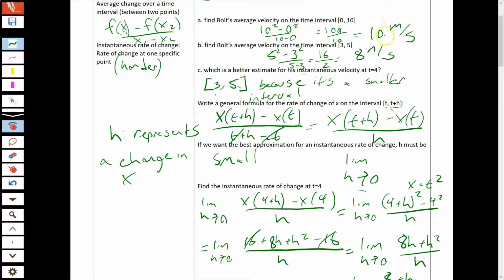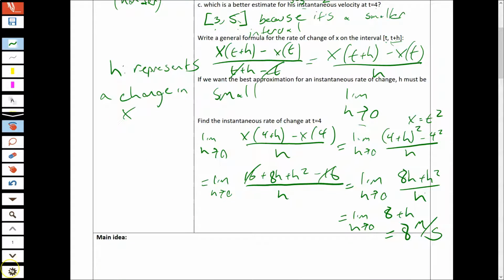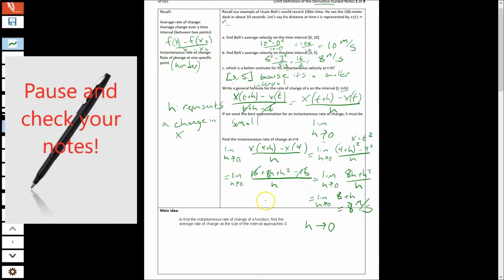And notice it matches up with their estimates, right? So 10 meters per second was a worse estimate than this estimate here, which turned out to be spot on. So our main idea, and this is super important, is to find this instantaneous rate of change. We let the size of the interval, so that's h, or the change in x, go to 0. So that's why we did all that work on limits. Okay, make sure you have the notes, and then we're going to move on.